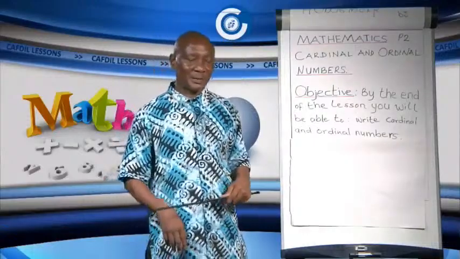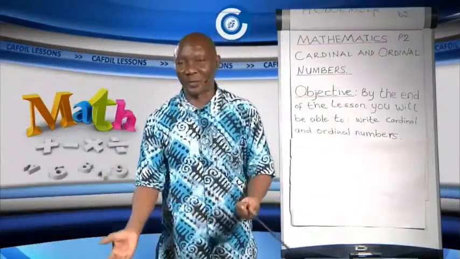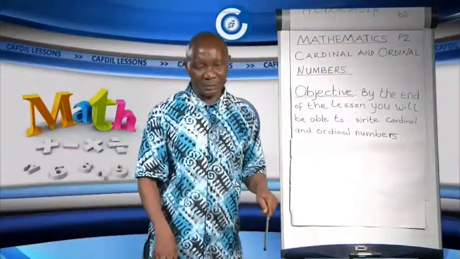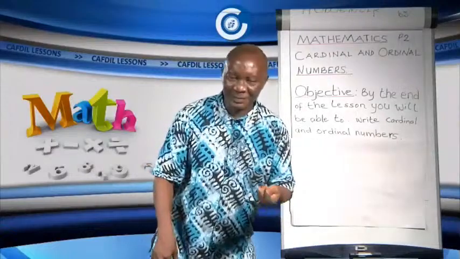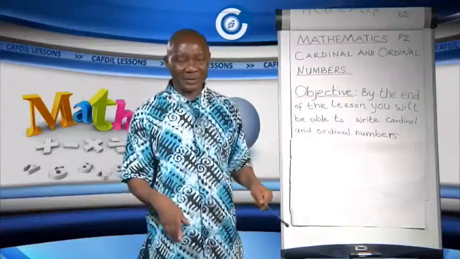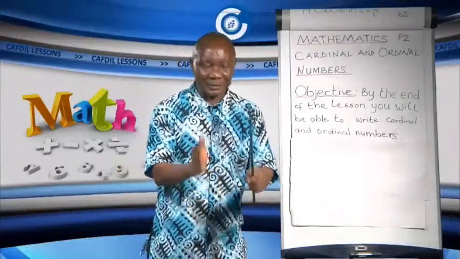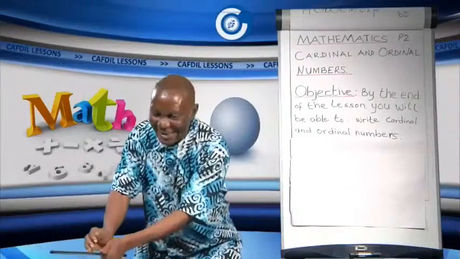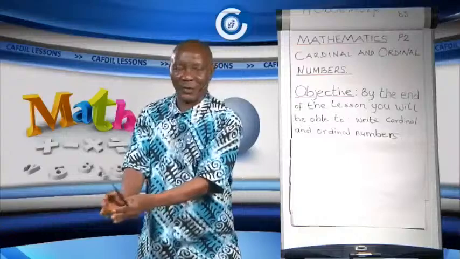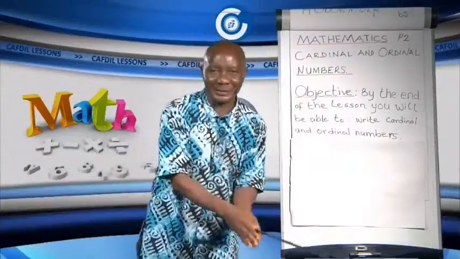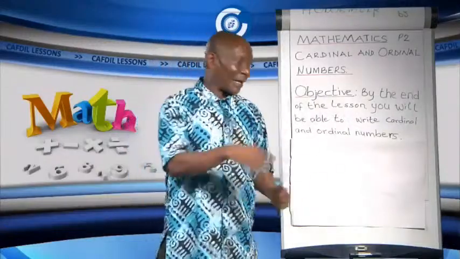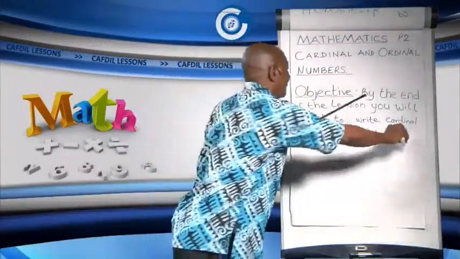How many friends do you have? Or how many playmates do you have? 4. Yes, so 4 is a cardinal number because it is talking about how many, or quantity. 4 is a quantity, 6 is a quantity. So they are all cardinal numbers. Now let's look at what we have here.